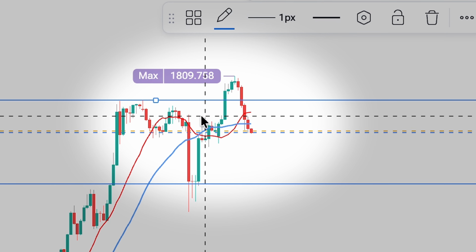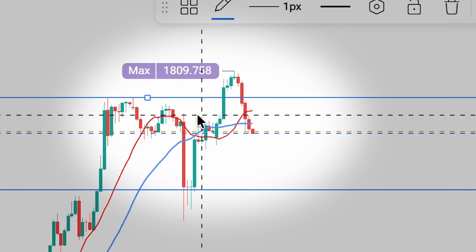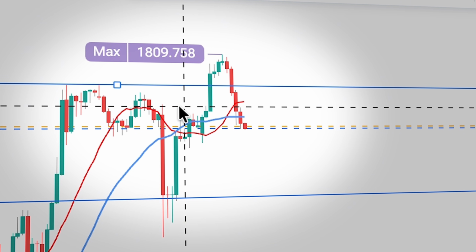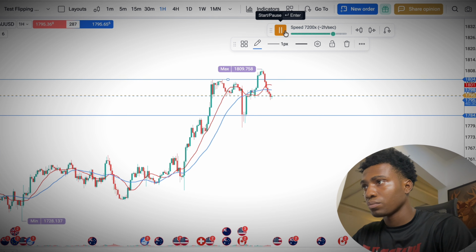Now if you look right here, the market went above the moving averages and returned back, showing a clear sign of consolidation. Anyways, I played it again to see what the market is really doing.